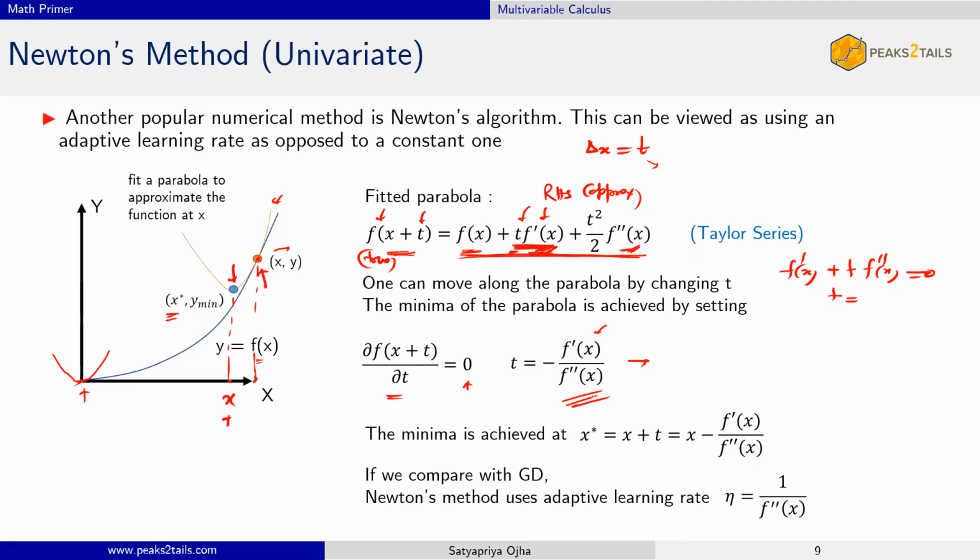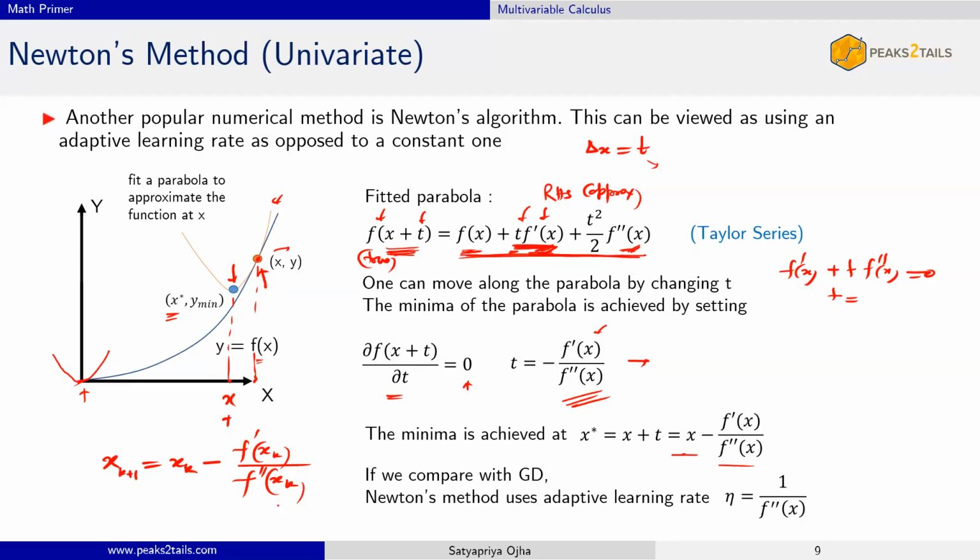And that's it. So you shift x by that much. We are going to the new x plus t. And that is given as x minus this, because t is minus f dash x divided by f double dash x. This is my algorithm. Okay, my algorithm is x k plus 1 is xk minus f dash xk divided by f double dash xk.